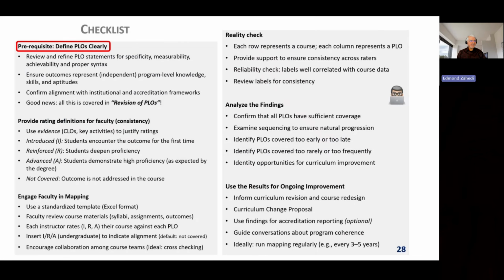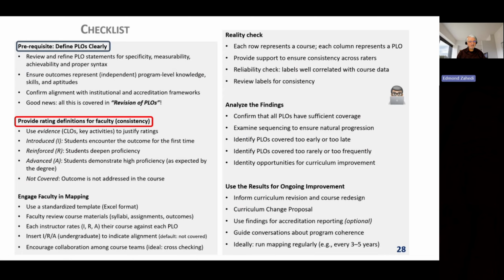A quick checklist here. The prerequisite for this activity, I said it, but it's worth mentioning again. It's to define the PLOs very clearly. We want clearly defined PLOs. The good news is that for most of you, I see the names, we have done this activity. Then the provision of rating definitions for faculty to ensure consistency.